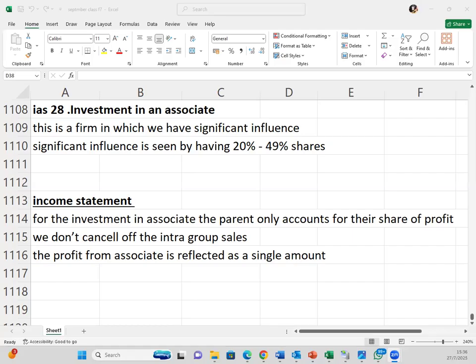You're not going to be adding the amounts for the associate because we consolidate the books of the parent and subsidiary, not the associate. But for the associate in the income statement, you just show one figure, that is the profit earned from the associate. Then what about in the statement of financial position? In the statement of financial position, the associate is equity accounted.